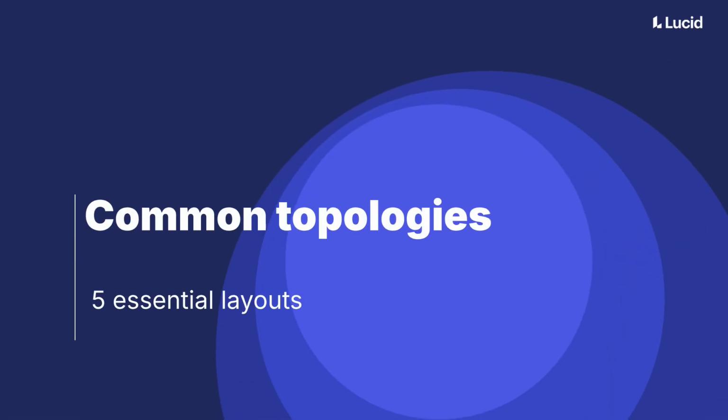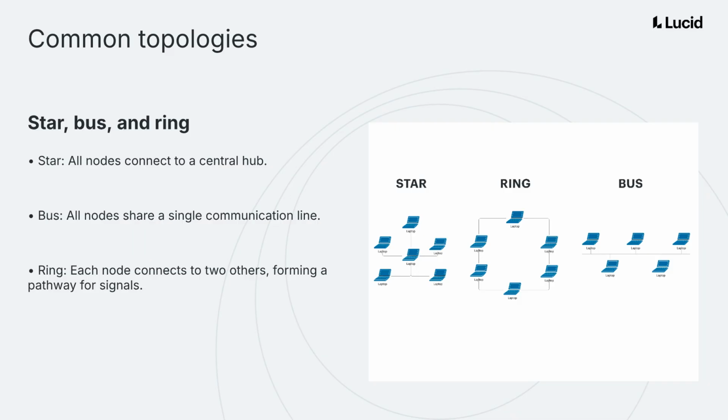There are several ways to organize a network. Let's look at the common topologies: star, bus, ring, mesh, tree, that power most modern IT environments. A star topology connects everything to a central hub. In a bus layout, nodes share one line. A ring topology connects each device to two others in a circle.